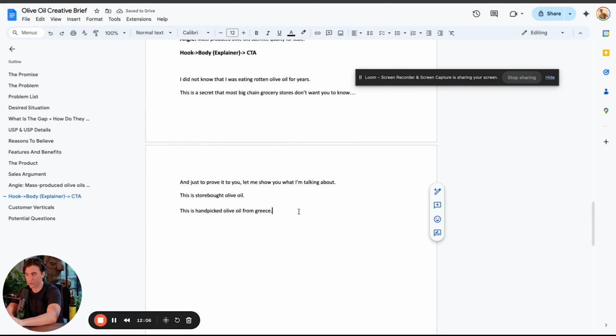This is store-bought olive oil. This is hand-picked olive oil from Greece. And then I have this as my hook.